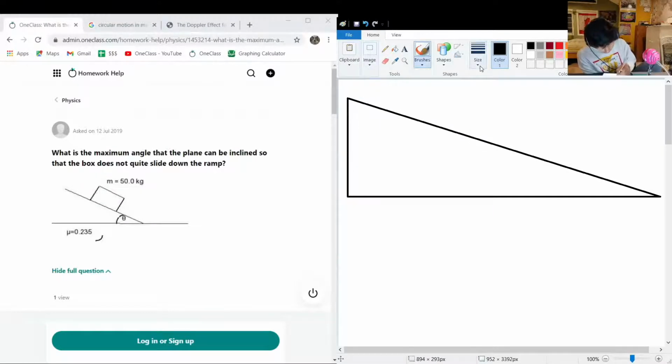So we have a 50 kilogram mass like this. 50 kg. Now we have no idea what this angle is. We want to find the maximum angle at which this will not be slipping down here. And the only thing that is preventing it from slipping is the frictional force. So let's actually draw all of our forces onto this system. I'll draw the forces in blue.